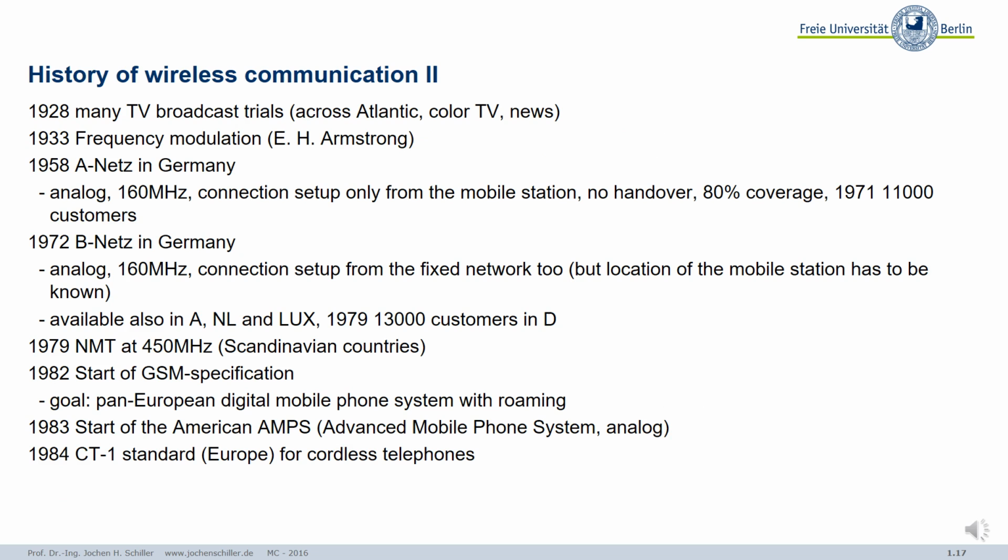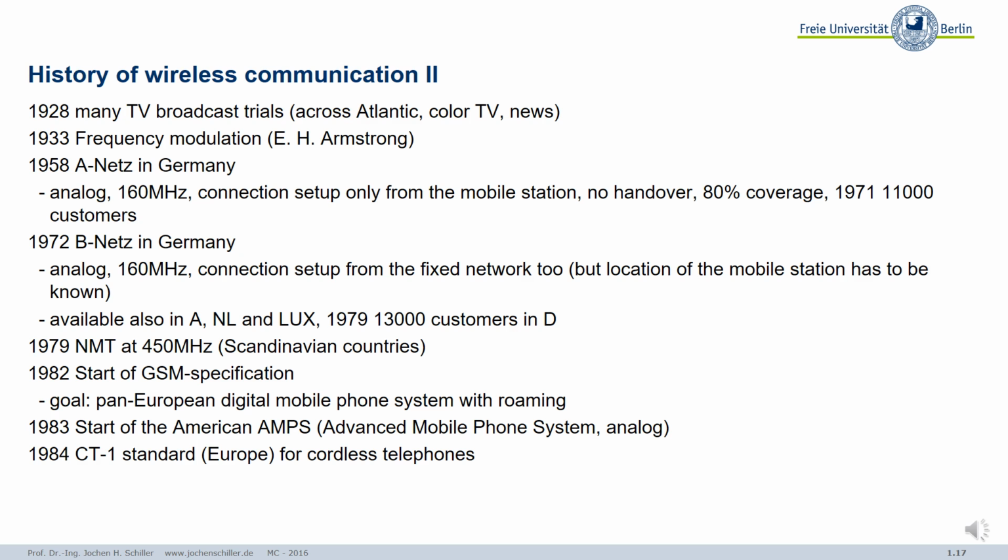With TV broadcast almost 100 years ago, even color TV, then frequency modulation, I will explain some more details later on, was discovered. After World War II, there were several systems developed during the World War, but the first commercial civil use in Germany was the so-called A-nets.